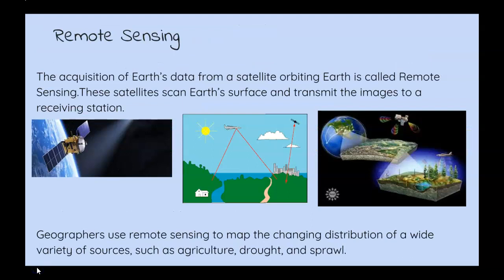The acquisition, or acquiring, of Earth's data from a satellite orbiting Earth is called remote sensing. These satellites scan Earth's surface and transmit the images to a receiving station. Geographers use this remote sensing to map the changing distribution of a wide variety of sources. This might include agriculture, drought, or sprawl. The term sprawl refers to urban sprawl, so that's looking at how cities start to expand, when land area that was previously uninhabited becomes inhabited and part of the larger city.